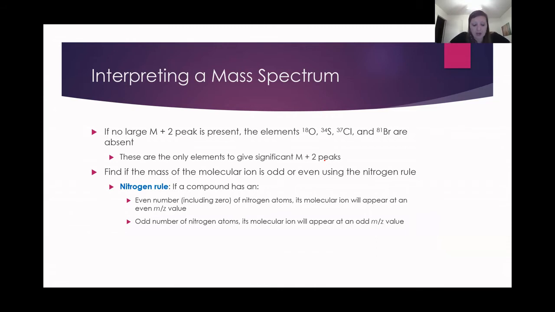The other thing that's very helpful when looking at mass spec is the nitrogen rule. The nitrogen rule says that an even number of nitrogen atoms means that you will have an even M+ peak, or an even M/Z. An odd number of nitrogen atoms, so one nitrogen atom, will give you an odd M/Z value.